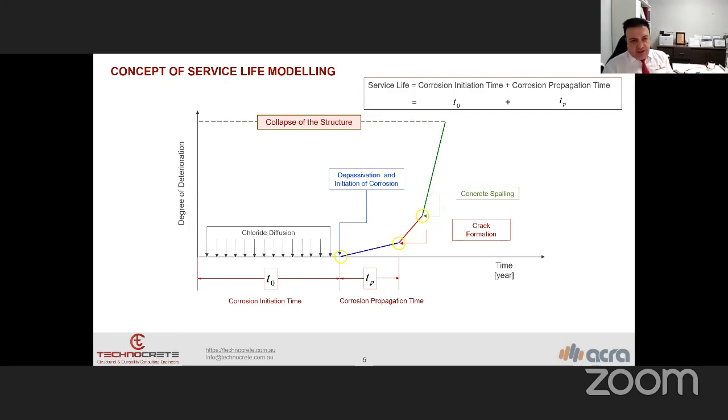The main focus of all research and effort in concrete technology is increasing the corrosion initiation time. We try to increase the corrosion initiation time in order to increase the service life of the structure. For example, we work on different materials, additives, admixtures, and coating systems to increase the corrosion initiation time in order to have longer service life. Why? Because corrosion propagation time is a very complex process. There are different parameters and factors affecting the corrosion propagation time. That's why we try to increase the corrosion initiation time in order to have a healthier structure.